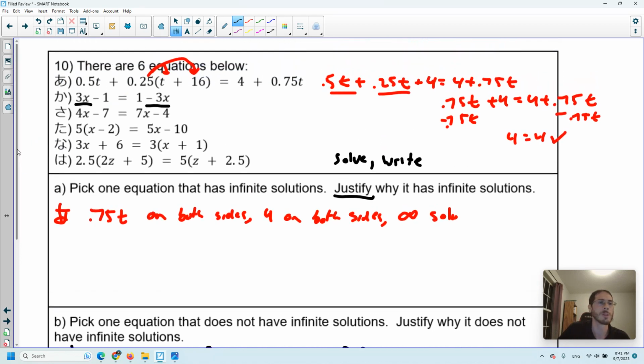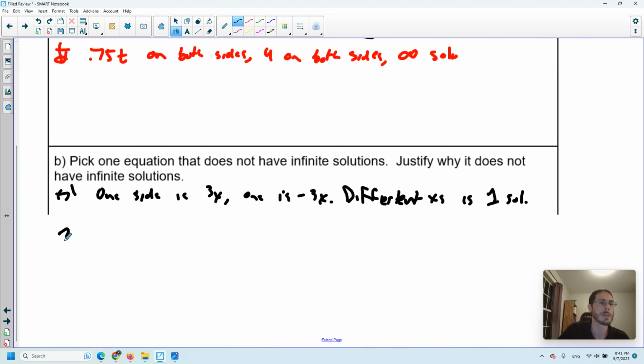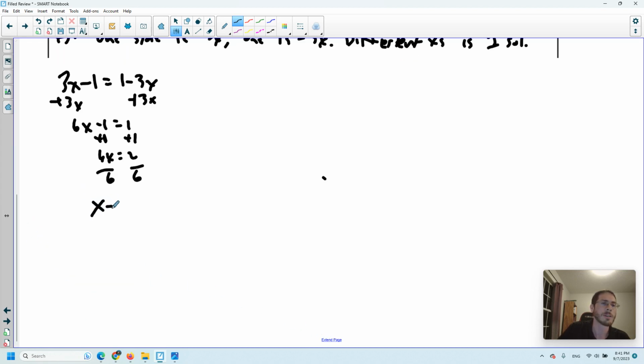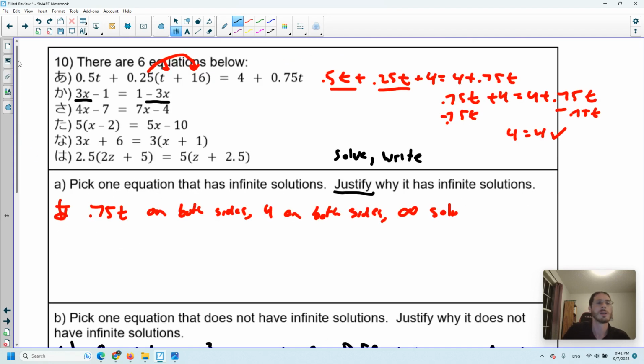If we want to take the solving method, we actually have to continue to solve this. So we would have 3x minus 1 equals 1 minus 3x. I'd have to add 3x to both sides. 6x minus 1 equals 1. I'd have to add 1 to both sides. 6x equals 2. Divide both sides by 6 because that's the number with the x. And I would get x equals 1/3. And so here I would show that I have one answer, x is a third, not infinite answers. I don't have just the same thing. So that's what we got for Ka.